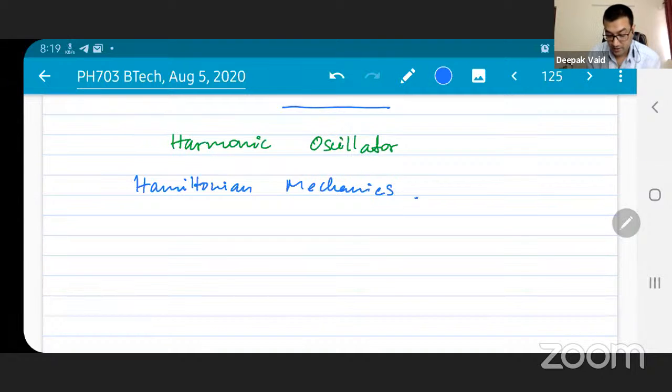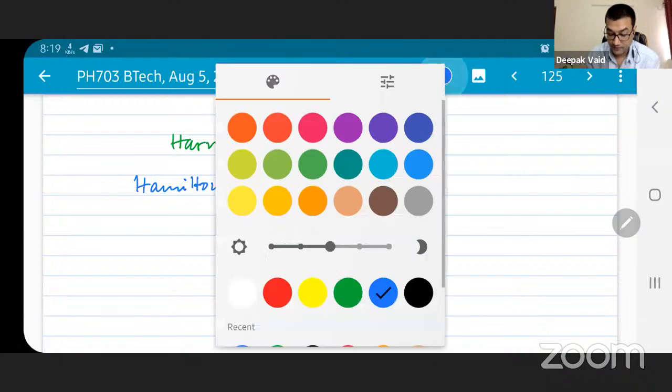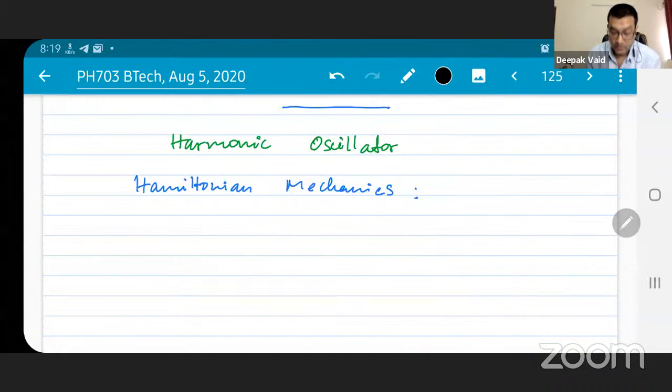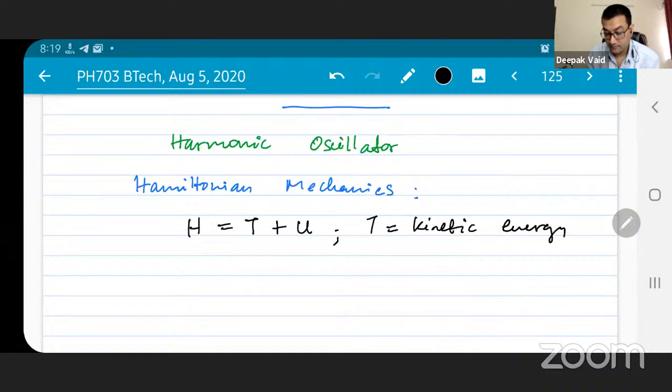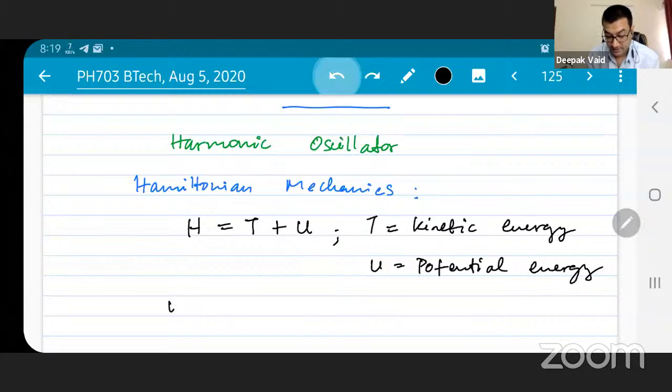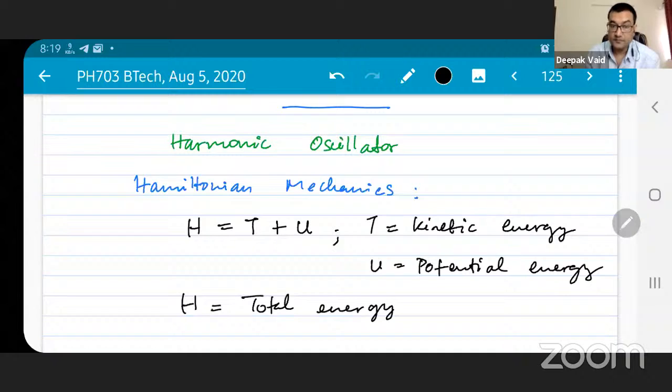Before talking about the harmonic oscillator, I want to talk a little about Hamiltonian mechanics. We can write down a Hamiltonian which has this form, where T is the kinetic energy, U is the potential energy, and so H is basically the total energy, right?